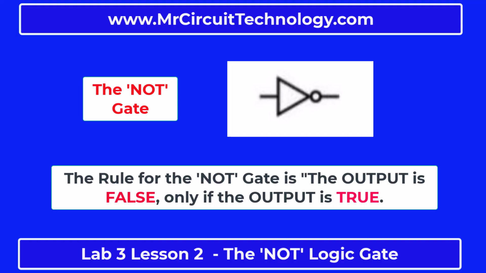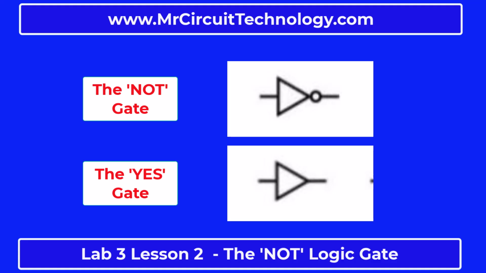Here is the symbol for the NOT logic gate. It looks similar to the yes gate, except that it has a small circle on the tip of the arrow. This circle means it inverts the output of the yes gate. You will find that all the logic gate symbols follow this pattern.